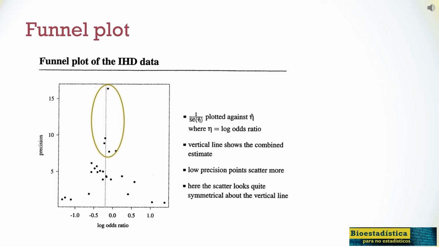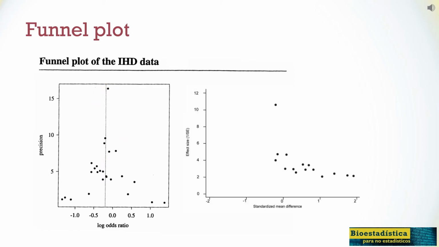By contrast, PRISMA offers this example that alerts on a clear publication bias since the tail of the funnel is missing. That's all for today.